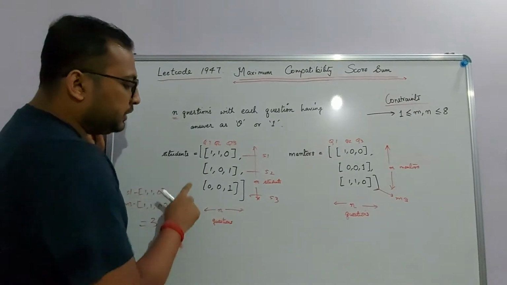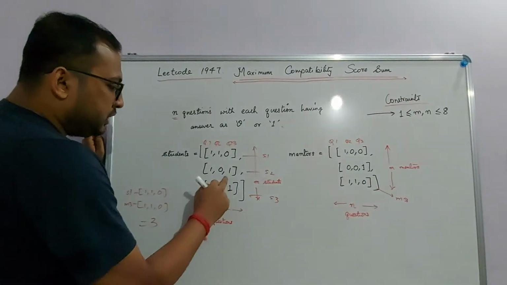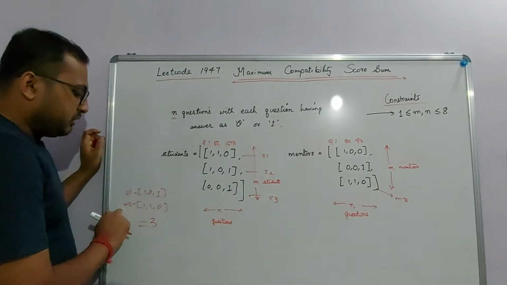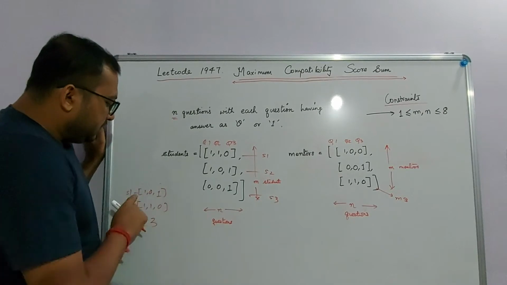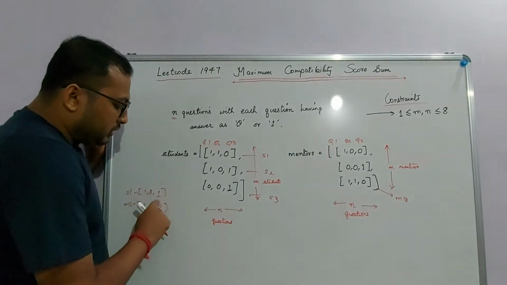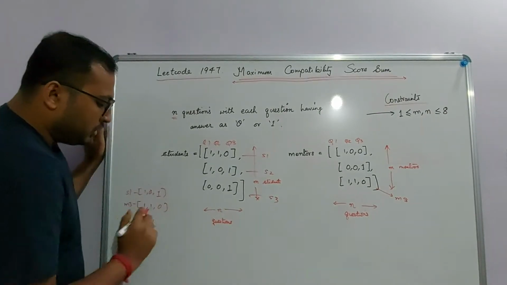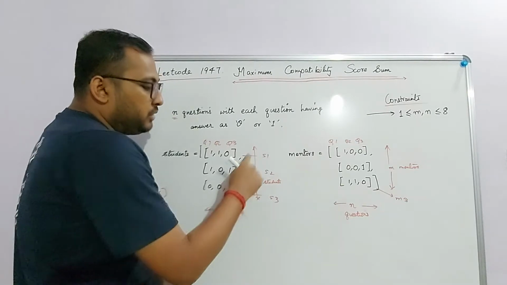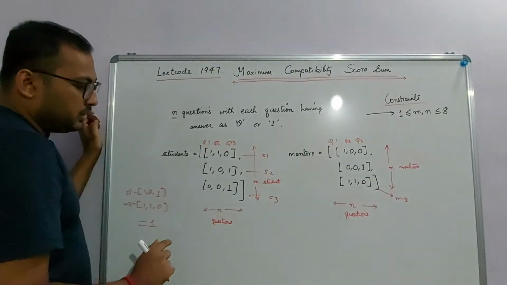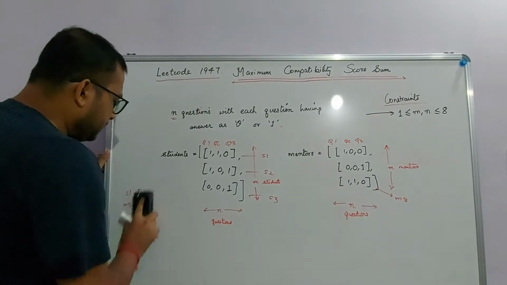Let's consider another example. We take this student and this mentor. Student 2's values are 1, 0, 1, and we again match it with mentor 3. So what do we get? The first answer matches, the second answer doesn't match, the third answer also doesn't match. So only one value matches, so we have a score of 1. In this way you have to match each student with a mentor such that you can maximize this particular score.